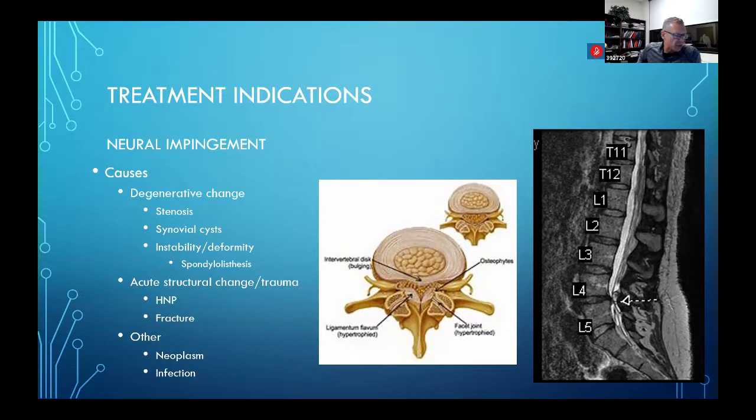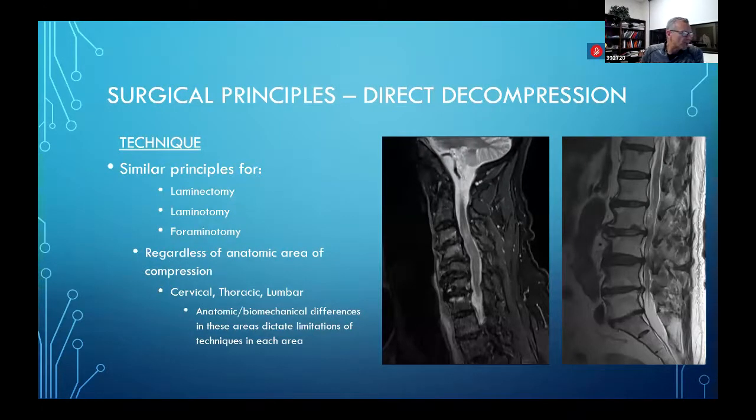Then we have other variants such as infection and neoplasm that can create spinal neurologic compression that requires decompression. So we need techniques to be able to do that safely and effectively without creating instability as part of the process. So what are our techniques? I think the principles for decompression in the spine are similar whether you're doing a laminectomy, a laminotomy, or a foraminotomy. Regardless of where you're going, you've got to observe the same techniques, within the anatomic variances, to achieve neurologic decompression without creating instability.